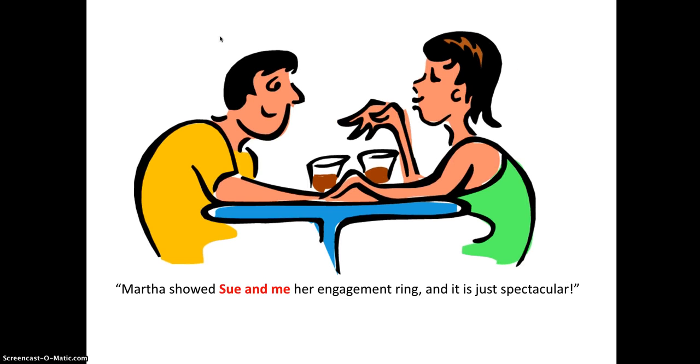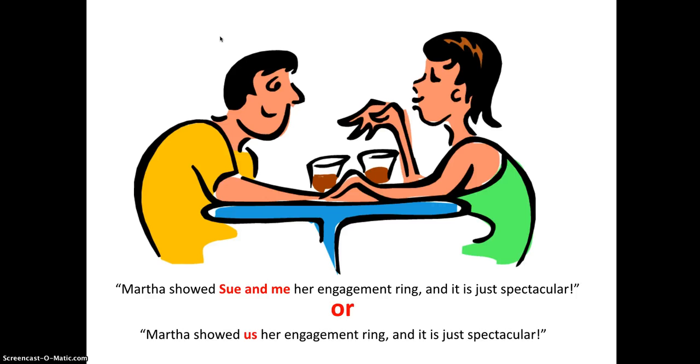So really the sentence should be, "Martha showed Sue and me her engagement ring, and it is just spectacular." This might sound awkward to you, but it is correct. Another way this sentence could be said is, "Martha showed us her engagement ring, and it is just spectacular." So this is another way of getting around anything that might sound a little odd to you.